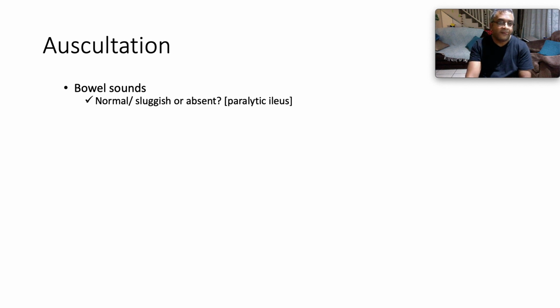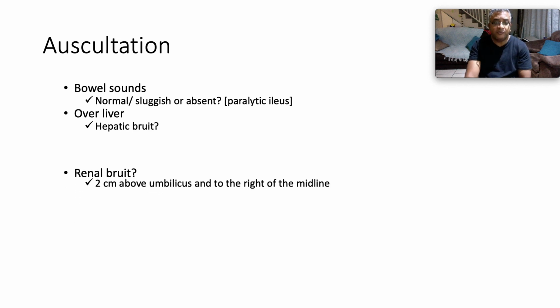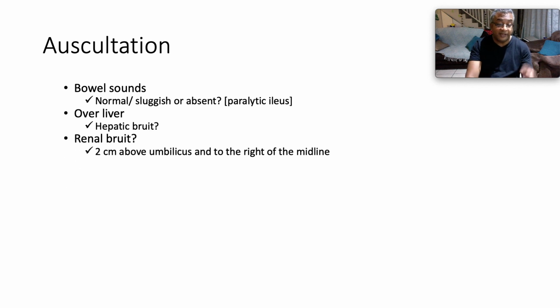Then you want to auscultate for bowel sounds and ask yourself, are they normal or absent in the setting of paralytic ileus? Check your potassium, guys, because that causes ileus. And you auscultate over the liver for hepatic bruit, which, if present, probably indicates underlying hepatocellular carcinoma. Listen for the renal bruit. Where do you listen? 2 centimeters above the umbilicus to the right of the midline, and of course to the left as well for the left kidney.